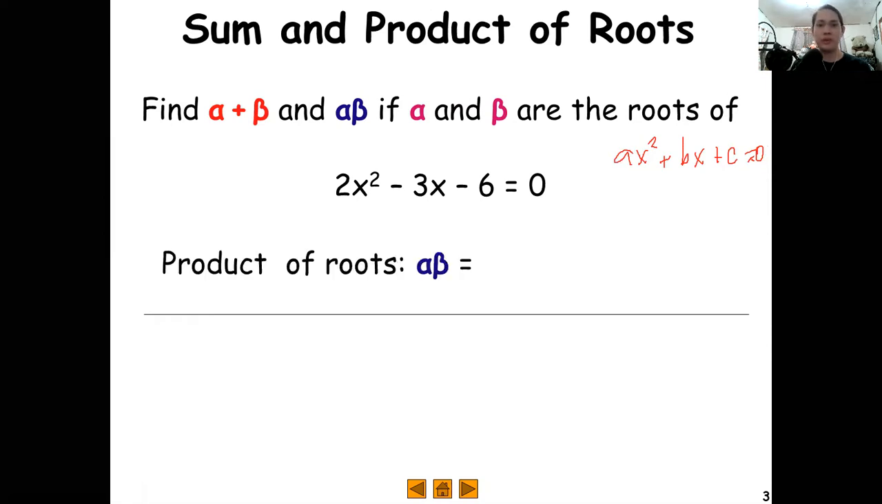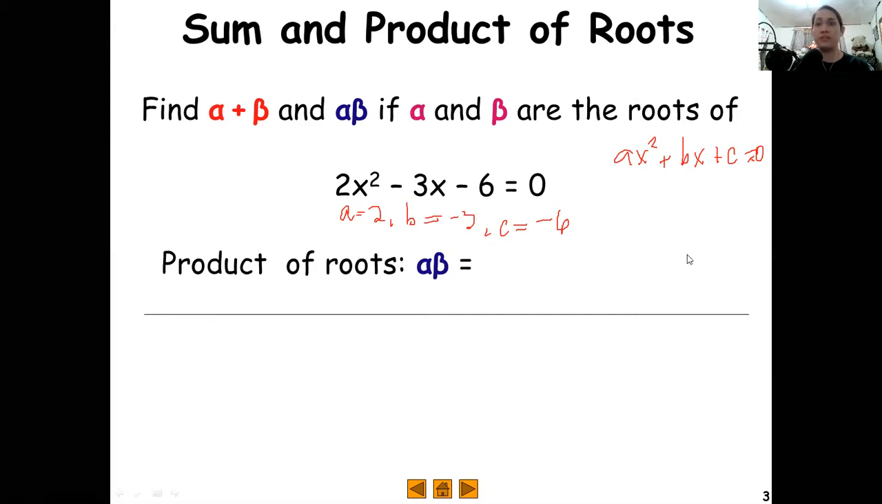So what will we do? We identify your a, b, and c before you solve for the product of the roots and sum of the roots of a quadratic equation. So in this case, your a is 2, your b is negative 3, as you can see. And of course, your c is negative 6. So now we are ready to solve and use the formula.